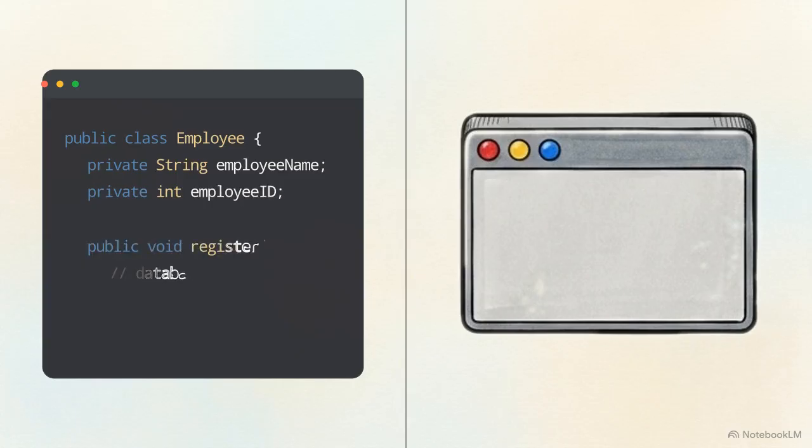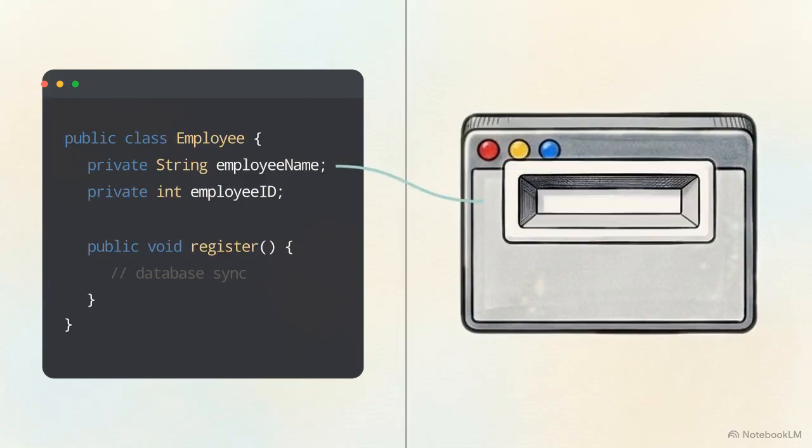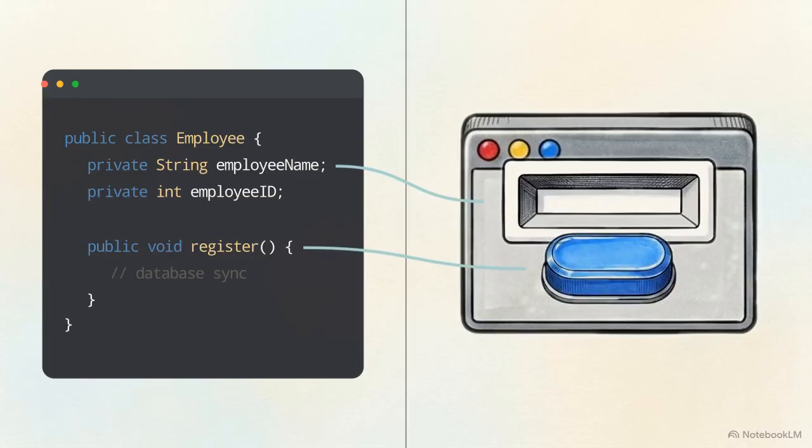Building a complete employee registry system requires tying together two entirely different environments. We have to merge the strict logical rules of a back-end object-oriented structure with the dynamic visual elements of a front-end graphical interface. To start, we define our base data model using a person class.